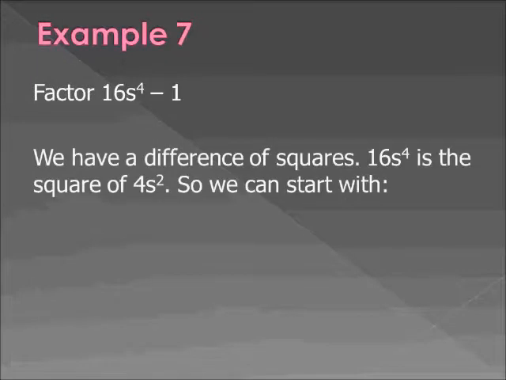So you will notice that you have a difference of squares. 16s to the 4th is the perfect square of 4s squared. And of course 1 is a perfect square of 1. So the first thing you can do is do the difference of squares. If you apply that, you get 4s squared plus 1 times 4s squared minus 1.